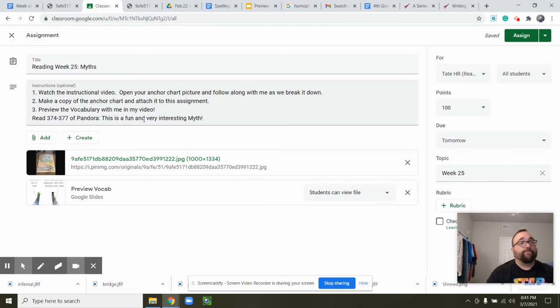Next thing, after we're done previewing the vocabulary, and I've attached that here, I've attached the anchor chart here. You're going to read pages 374 and 377 of Pandora. So, real quick, before we really start that, let's look at the background. The background is on page 377. It's right here. So, let's look at the background.